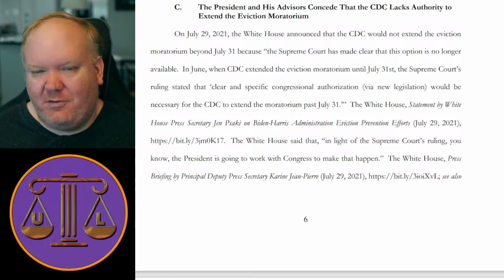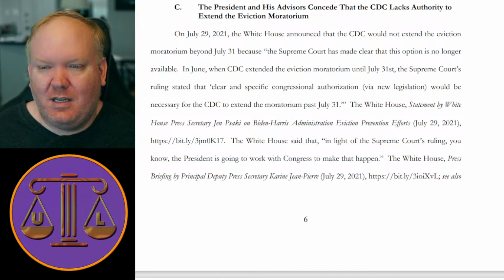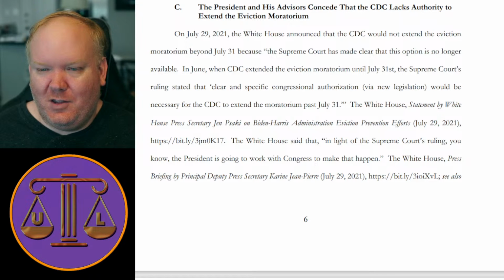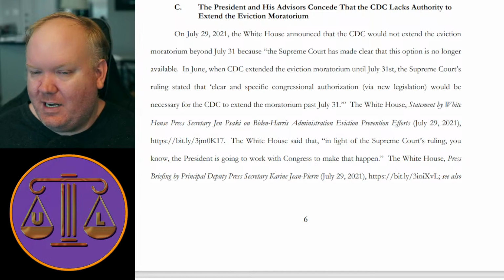On July 29th of 2021, the White House announced the CDC would not extend the eviction moratorium because the Supreme Court has made clear that this option is no longer available. In June, when the CDC extended the eviction moratorium until July 31st, the Supreme Court's ruling stated that clear and specific congressional authorization via new legislation would be required for the CDC to extend. The White House said, in light of the Supreme Court's ruling, the president's going to work with Congress to make that happen.